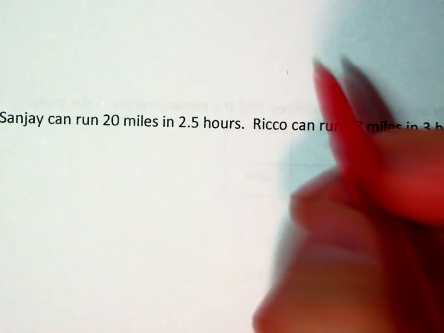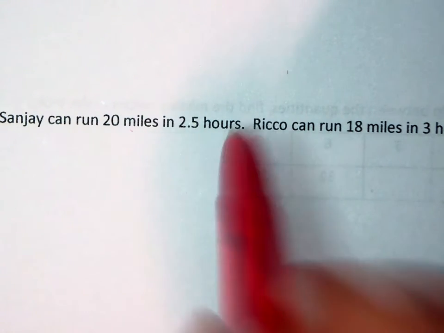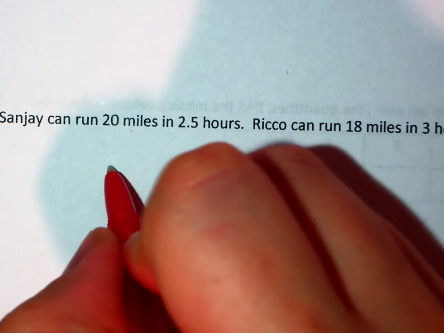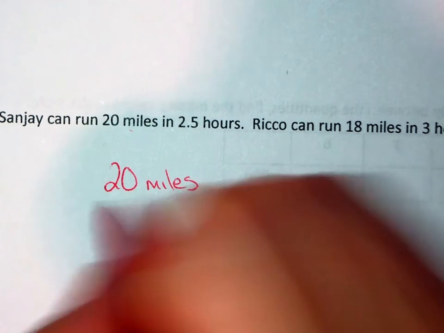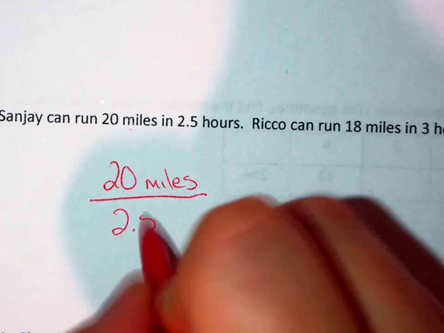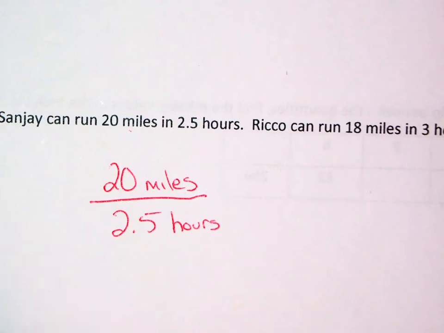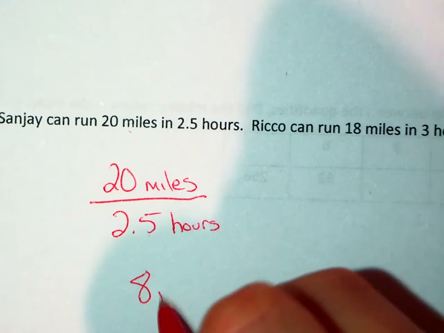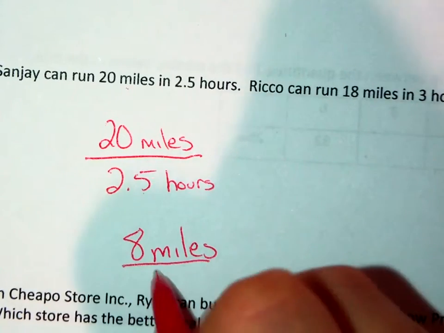And so we know that our appropriate unit rate for when given miles and hours is to do it in miles per hour. So I'm going to put my 20 miles for Sanjay over top of my 2.5 hours and determine what my individual unit rate is. So 20 divided by 2.5 gives me 8 miles per 1 hour.